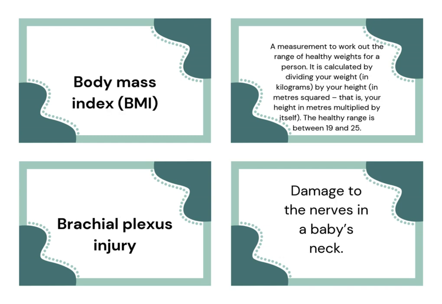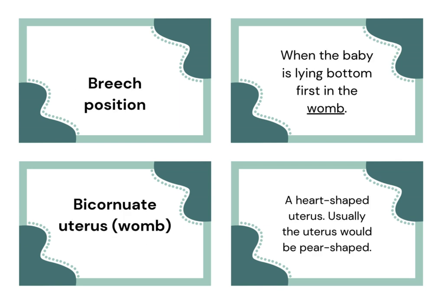Body mass index, BMI: a measurement to work out the range of healthy weights for a person. It is calculated by dividing your weight in kilograms by your height in meters squared, that is, your height in meters multiplied by itself. The healthy range is between 19 and 25. Brachial plexus injury: damage to the nerves in a baby's neck. Breech position: when the baby is lying bottom first in the womb. Bicornuate uterus, womb: a heart-shaped uterus. Usually the uterus would be pear-shaped.